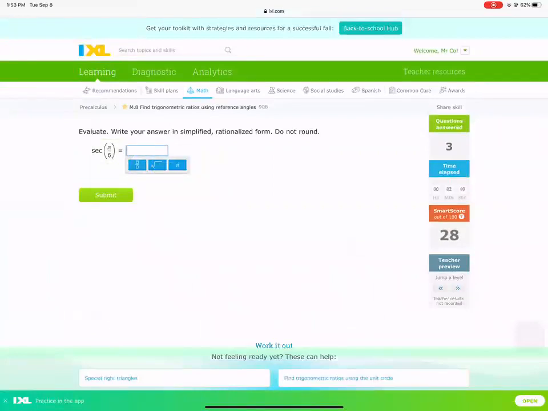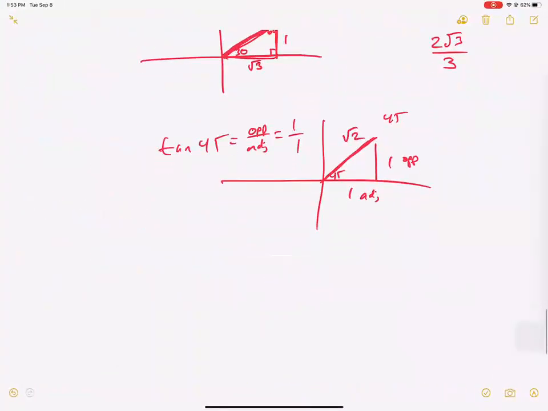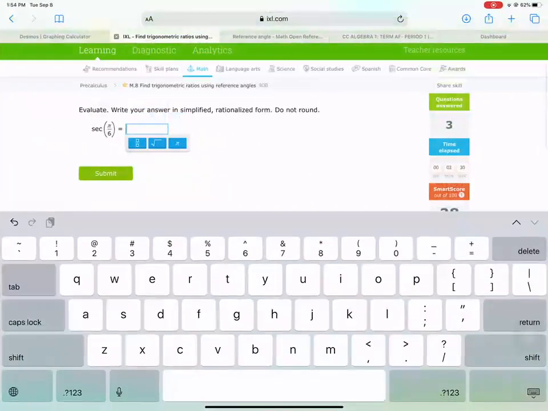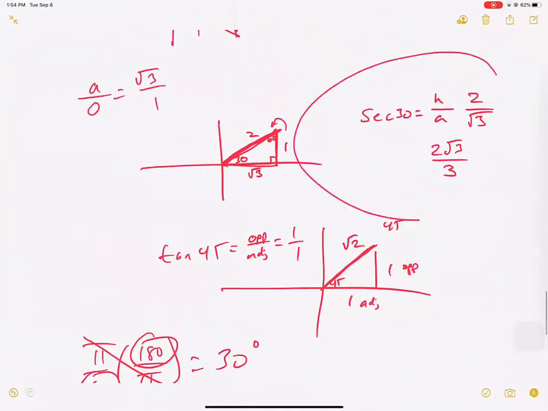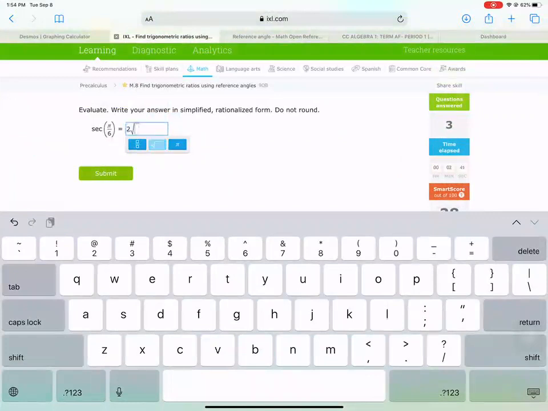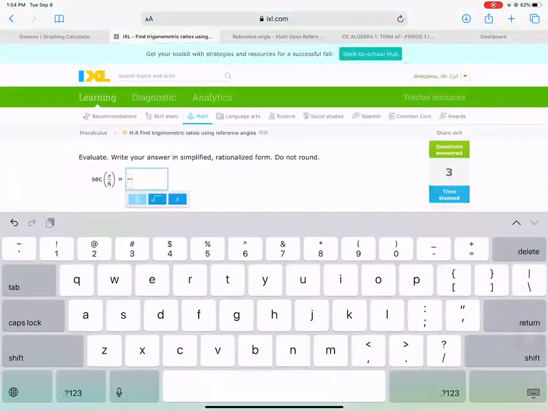Oh, pi over 6. Oh my gosh, pi over 6. What is pi over 6? Pi over 6 is a 30-degree angle. If you don't believe me, pi over 6, if I multiply pi by 180 over pi, what's 18 divided by 6? That is 30 degrees. Didn't we draw the secant of 30 degrees already? Secant of 30 degrees. We just did it. I need to write fraction first. Fraction 2 square root 3 over 3.